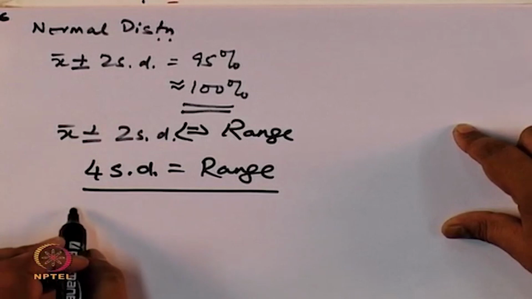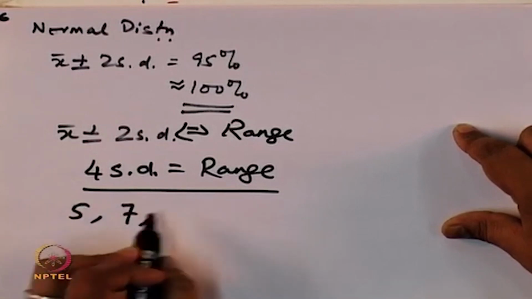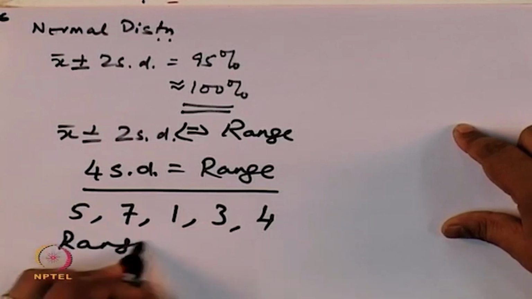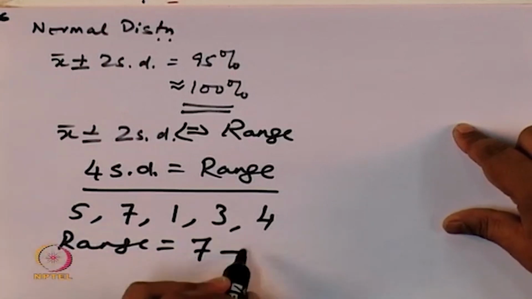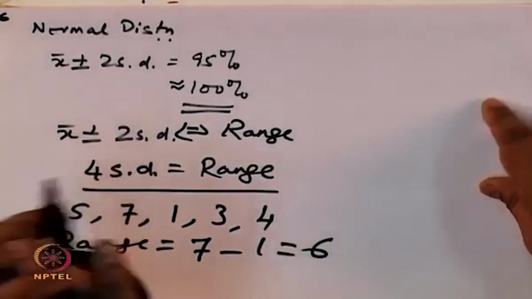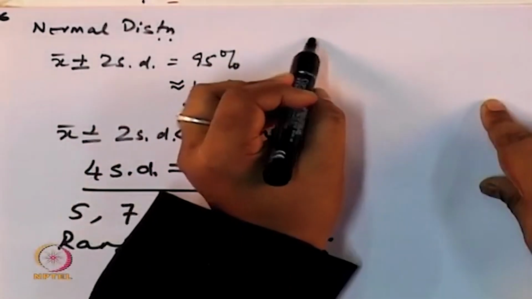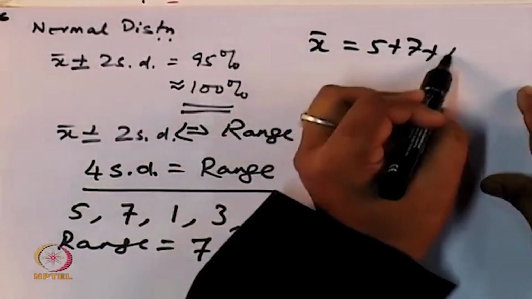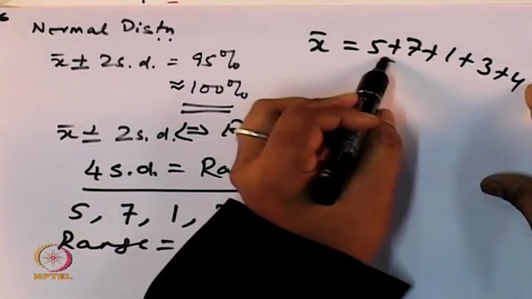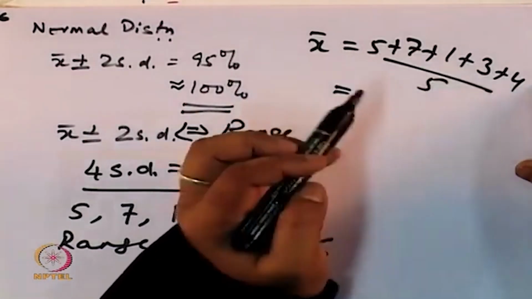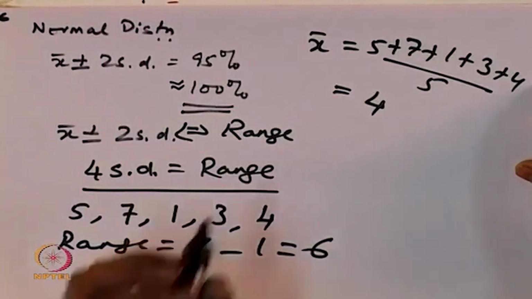So, let us take the following example. Let us say you have 5, 7, 1, 3, 4. My range is equal to maximum minus minimum, 7 minus 1, which is 6. What is my standard deviation? My average, x bar, is 5 plus 7 plus 1 plus 3 plus 4 divided by 5: 12, 13, 16, 20. So x bar is 4.